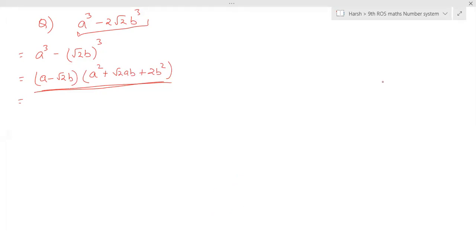Sir, I took it as the whole cube, 2 under root 2 whole cube. By yourself, you can reframe the question. Srinidhi, what was your answer? I got this answer only, but then I further multiplied it. I multiplied a into a square.